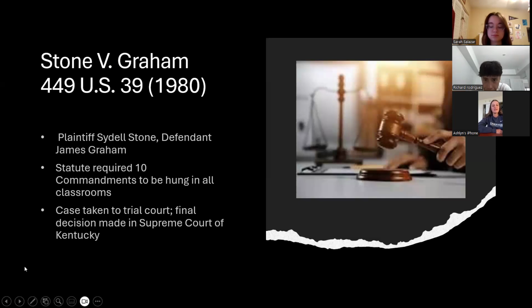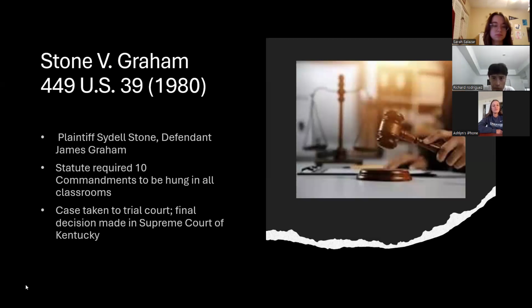This case was taken to the trial court, where it was determined that the statute was in fact constitutional. The argument for this determination was that even though the Ten Commandments are from a religious text, the purpose was completely secular, and the statute did not advance or push religion on any of the students.